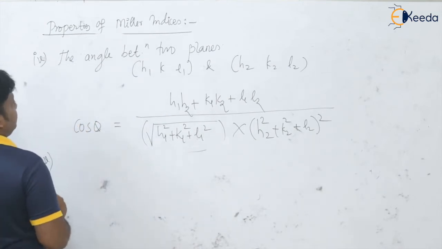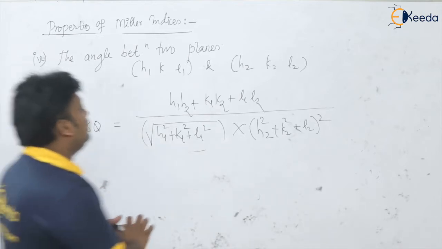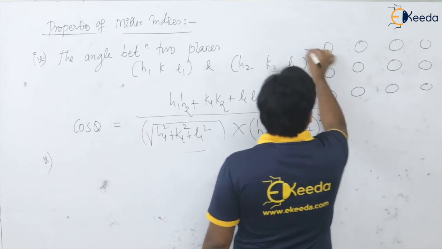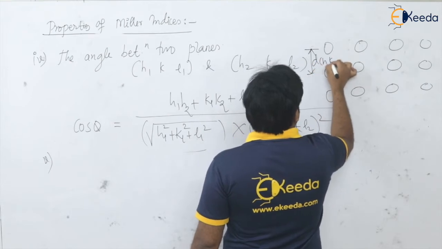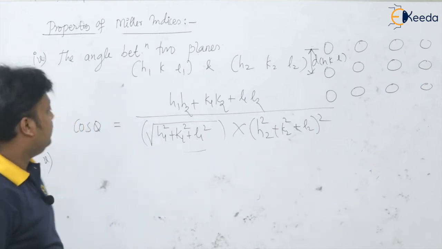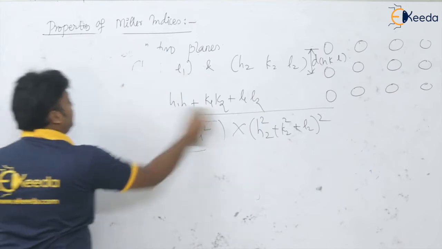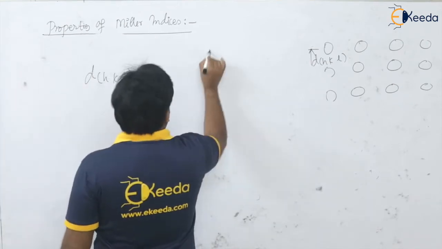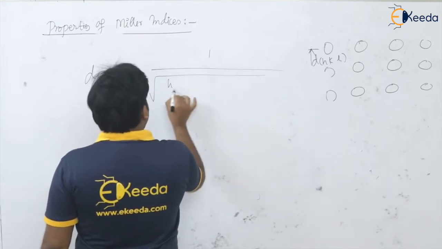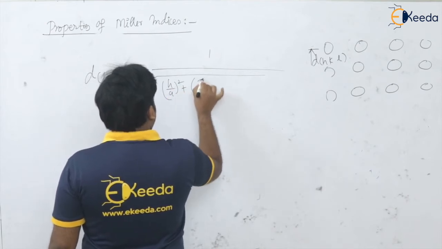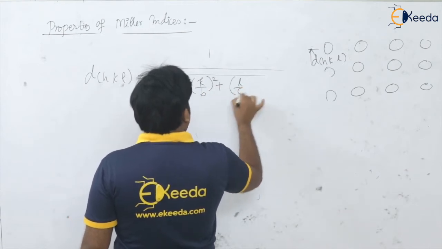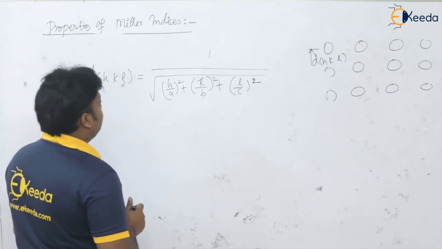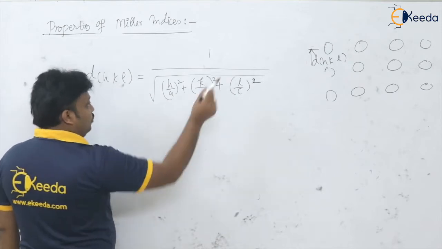Now, if we have these Miller indices H, K and L, for this atomic arrangement we can find out the interplanar spacing, or that distance, given as d for H, K, L. How do we calculate that? This is the interplanar spacing. It is calculated as d HKL equal to 1 upon the square root of H upon A whole square plus K upon B whole square plus L upon C whole square. Please remember this. This is the standard formula for the interplanar or interatomic spacing.